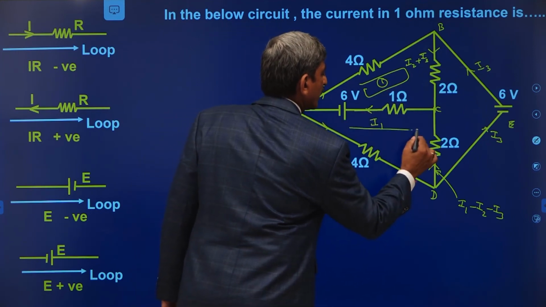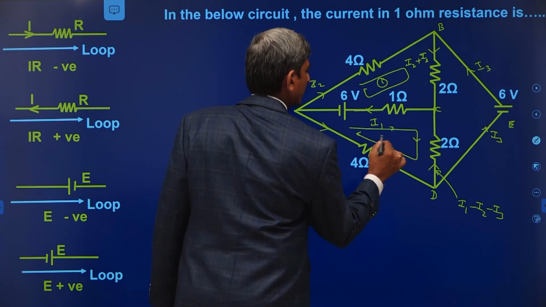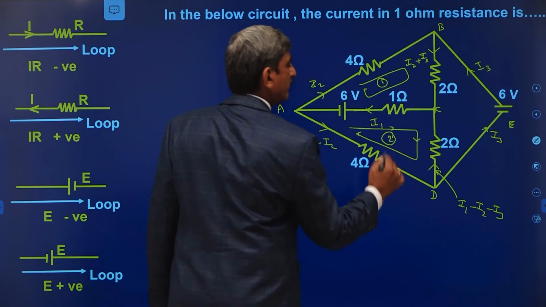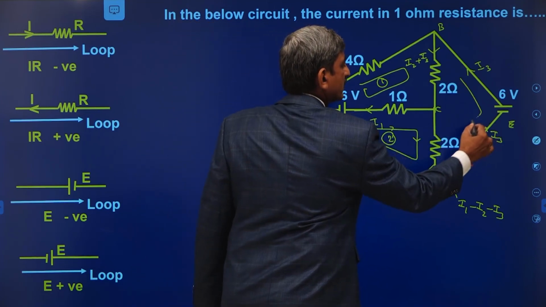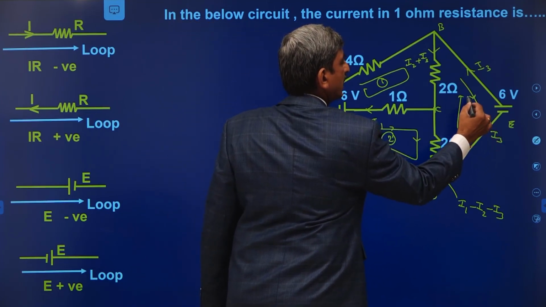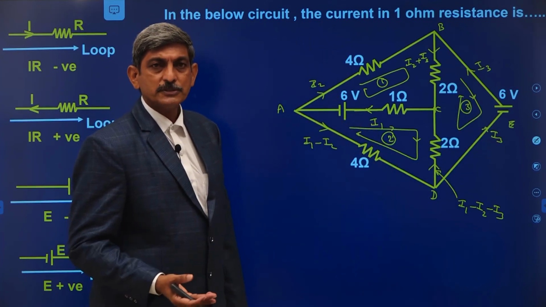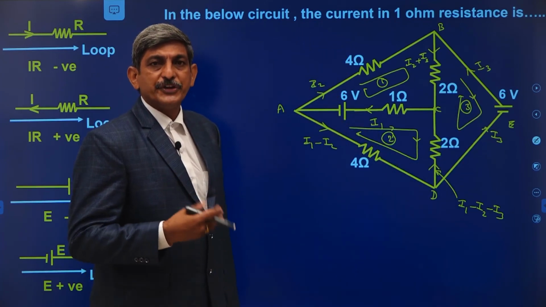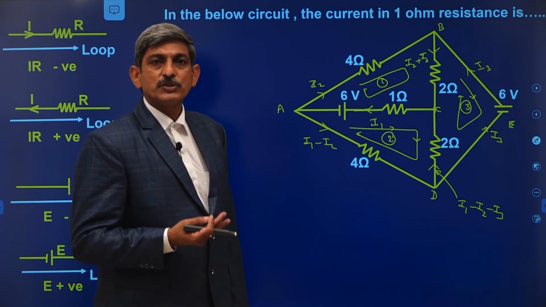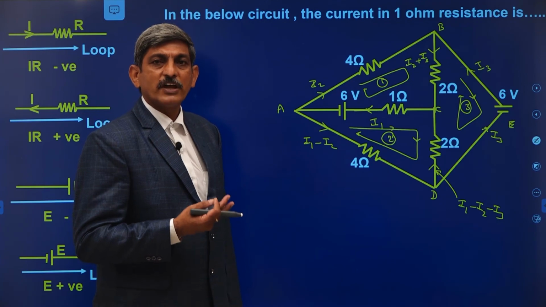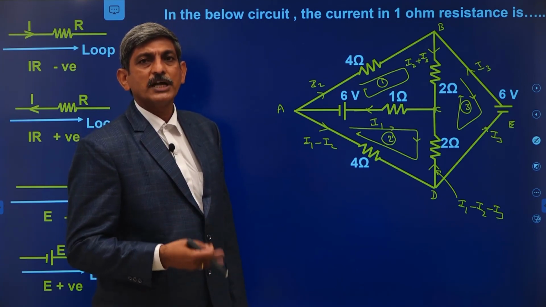Apply the Kirchhoff's voltage law for this loop and you will get the second equation. Apply the Kirchhoff's voltage law for this loop and you will get one more equation. So for 3 loops, we can write down 3 equations. By solving the 3 equations in the form of I1, I2, I3, we will get the 3 unknown values I1, I2 and I3.